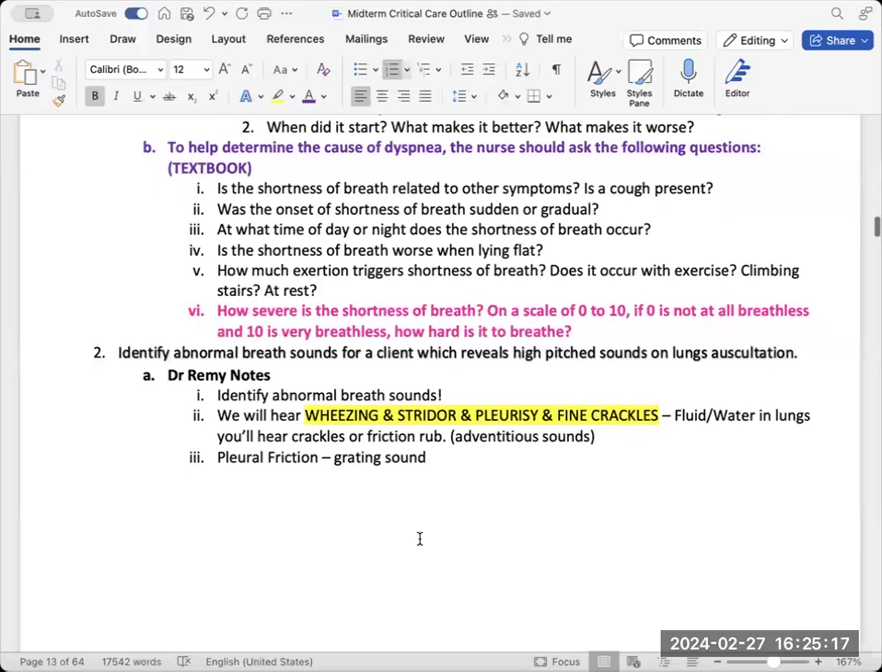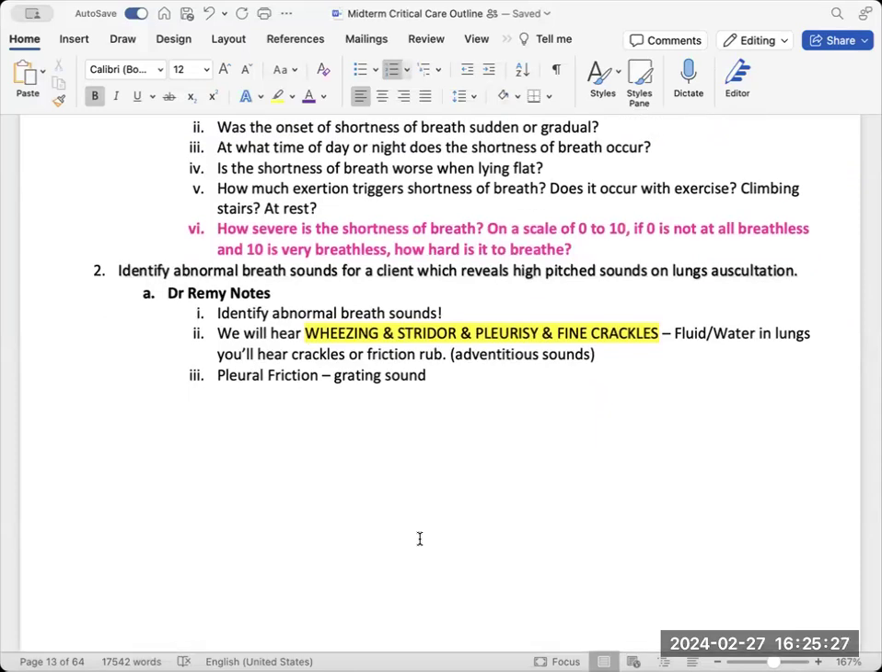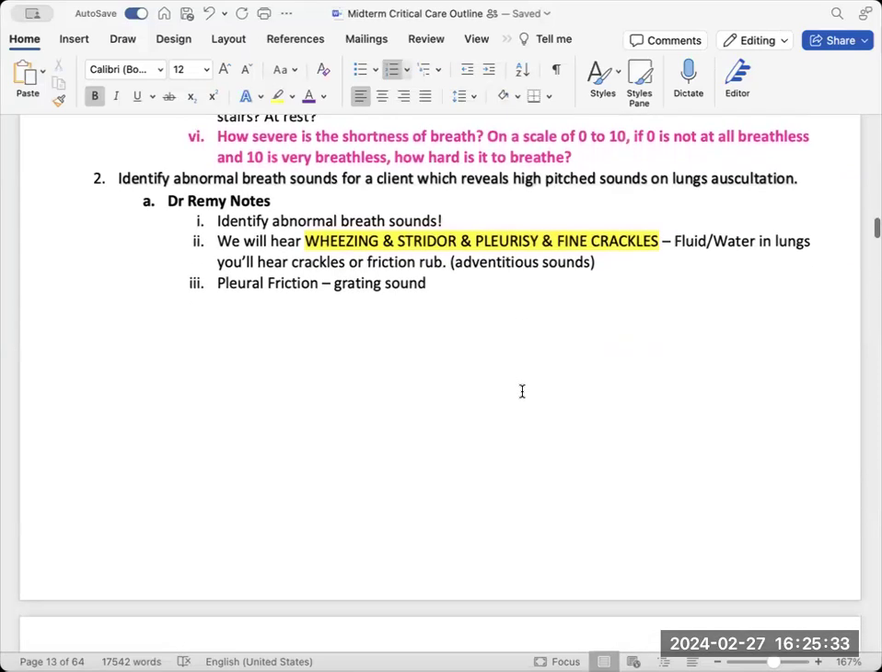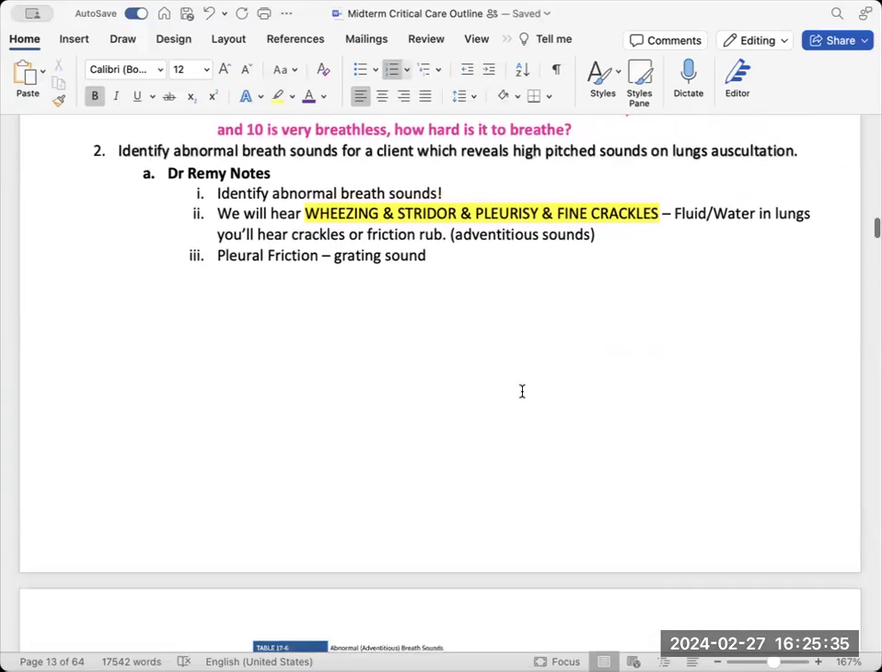Like, they really feel like they can't breathe. We're going to have more immediate interventions than ones that might say, oh, just a little. You know, we have to assess how severe the situation is before we can ask more questions and provide appropriate interventions. Okay. The next question was to identify abnormal breath sounds, which reveals high-pitched sounds on auscultation.